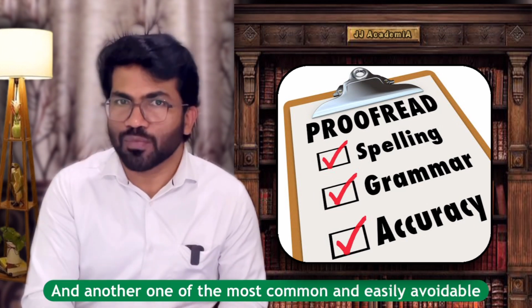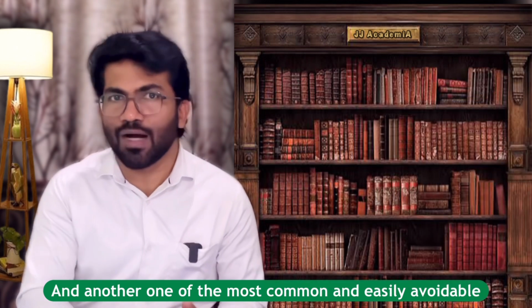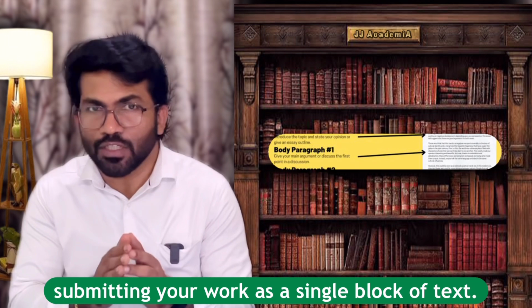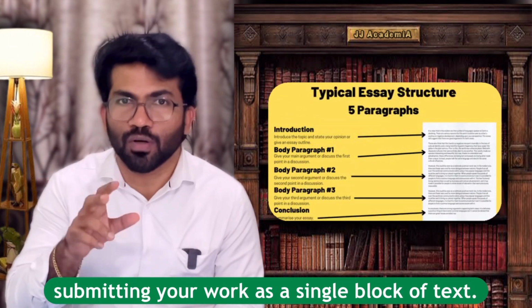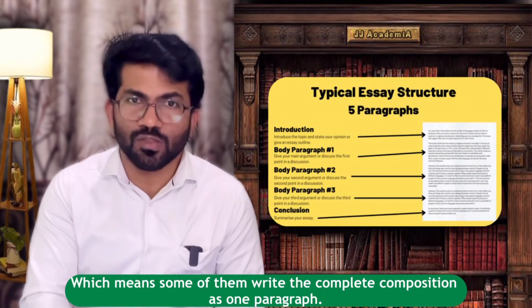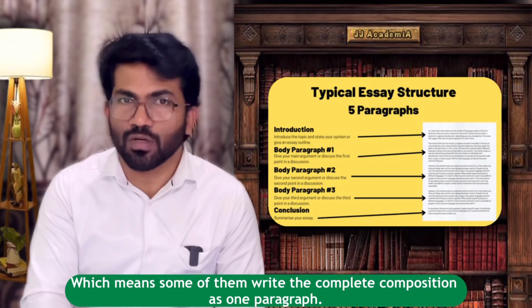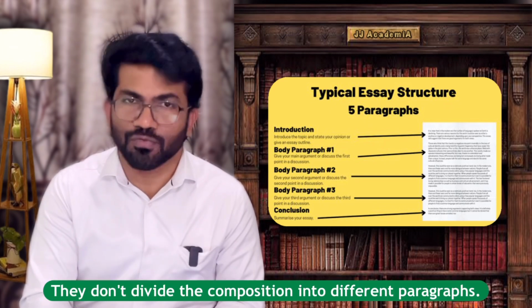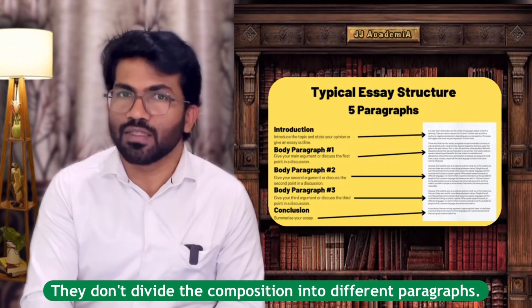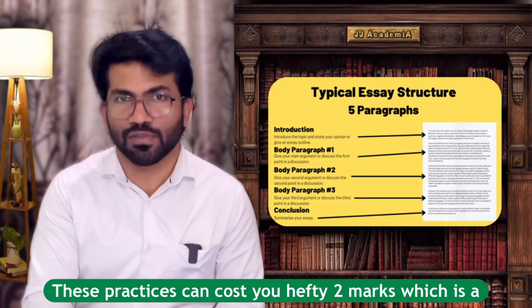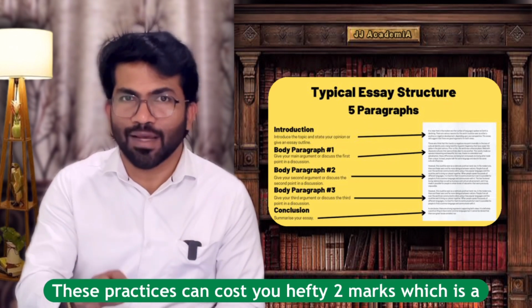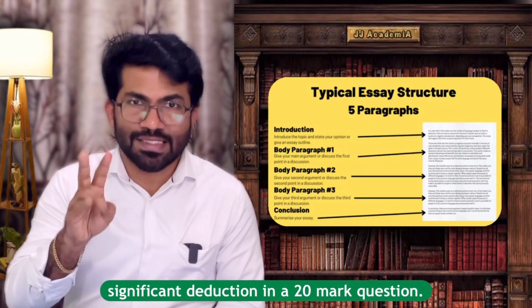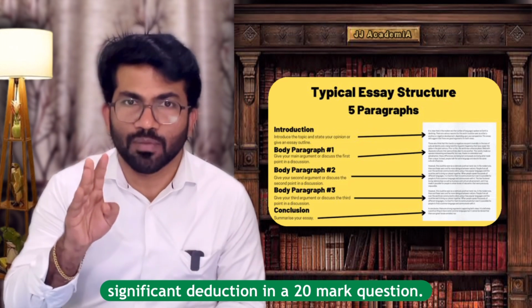And another one of the most common and easily avoidable mistakes in ICSE composition writing is submitting your work as a single block of text, which means some of them write the complete composition as one paragraph. They don't divide the composition into different paragraphs. This practice can cost you a hefty 2 marks, which is a significant deduction in a 20-mark question.